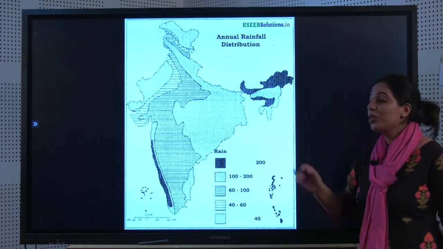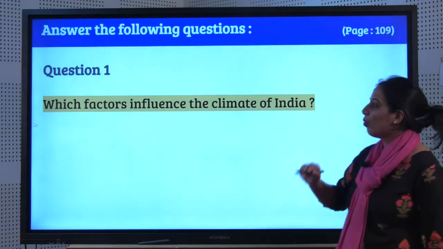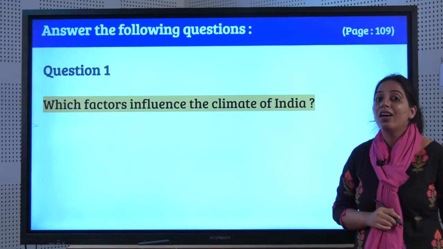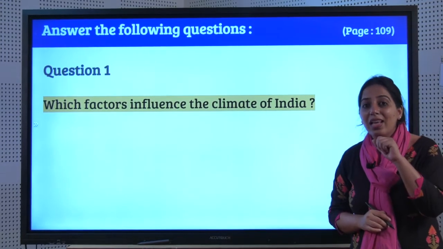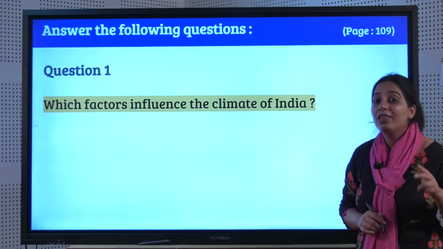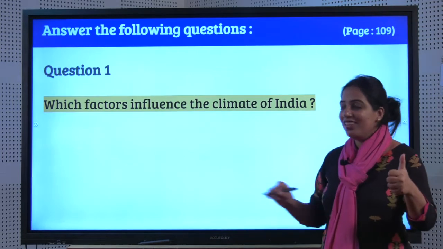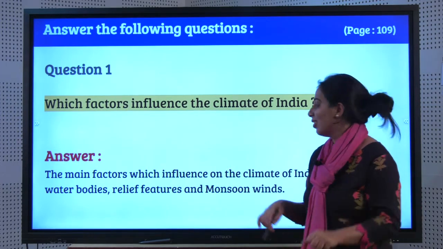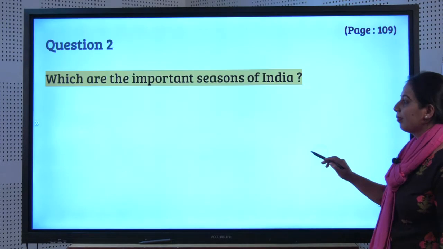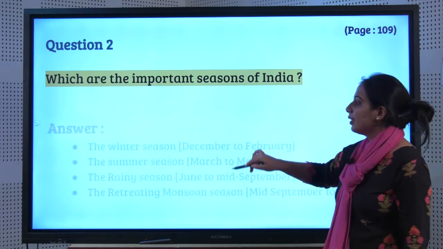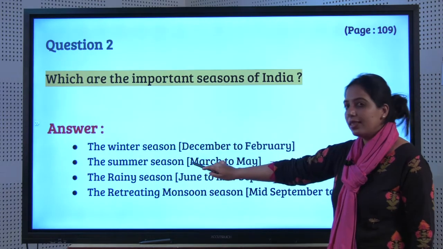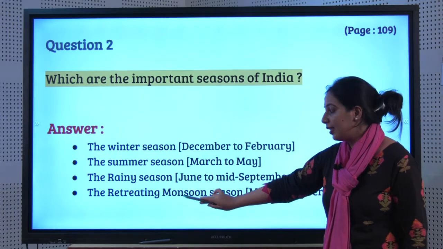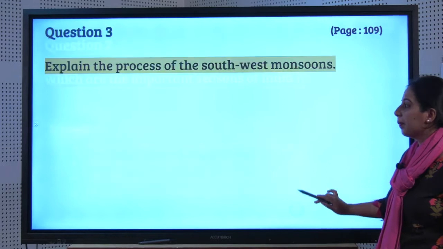Now let's do some question and answers. Question 1. Which factors influence the climate of India? What is the key I taught you all? Life with red mud. Location, water bodies, monsoon winds, relief features. Which are the important seasons of India? The winter season along with the months. The summer season, the rainy season, the retreating monsoon season.